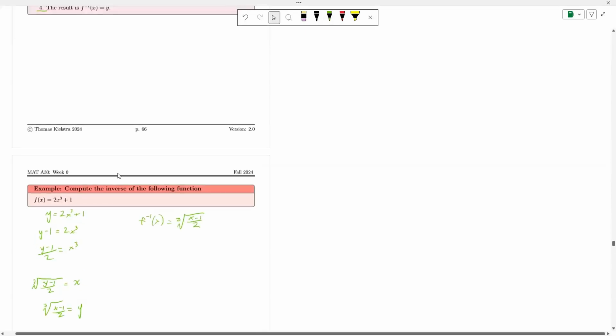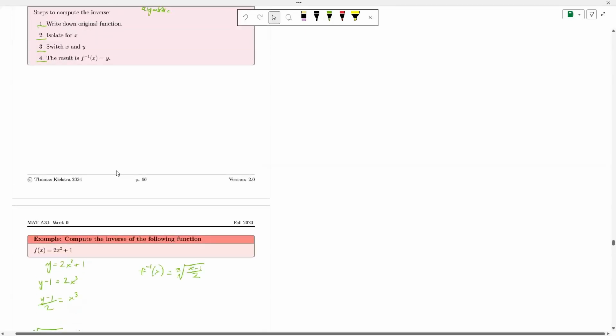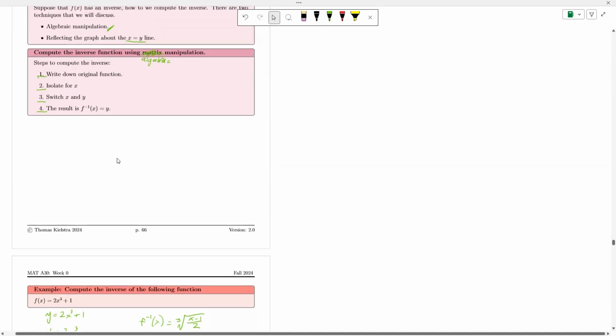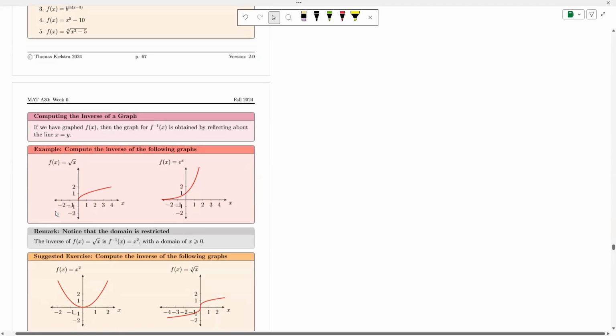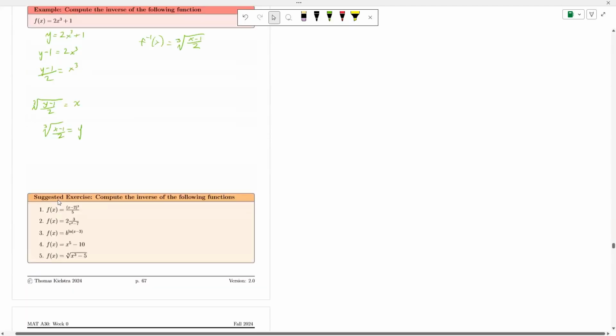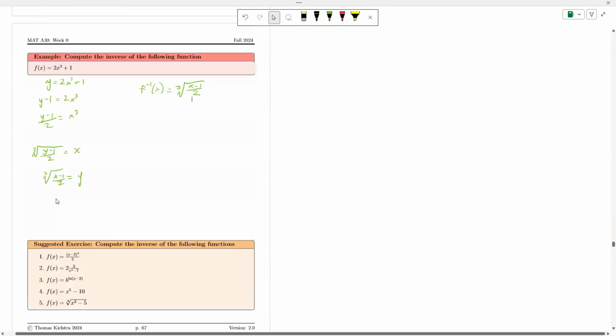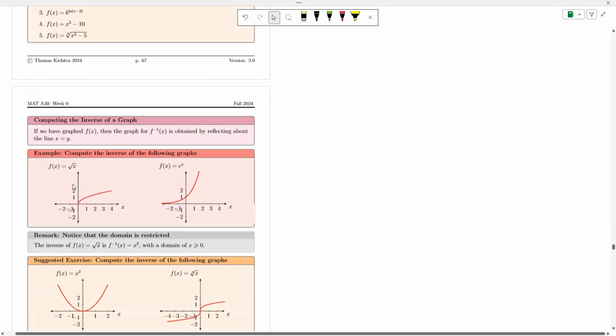Computing this inverse is not a terribly challenging process as long as we know our steps. So I highly encourage you, go through these steps for the following functions and make sure you can compute the inverse of the function. Remember our steps, compute the inverse for these functions.